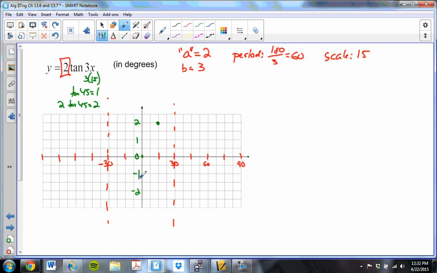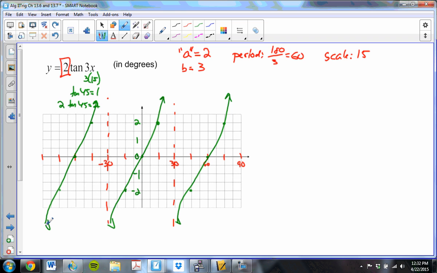And so at negative 45, well, I'm plugging in negative 15. At negative 15 degrees, the value becomes negative 2. And the graph is just more elongated. So I have negative 2, 0, positive 2. And this graph looks like this. And 0, positive 2, negative 2. This graph looks like this.